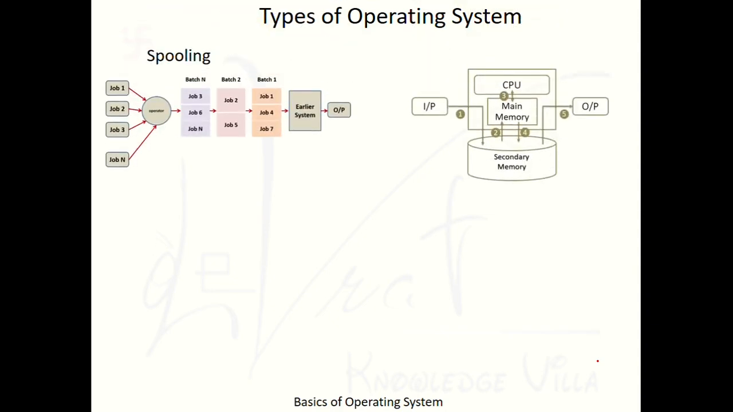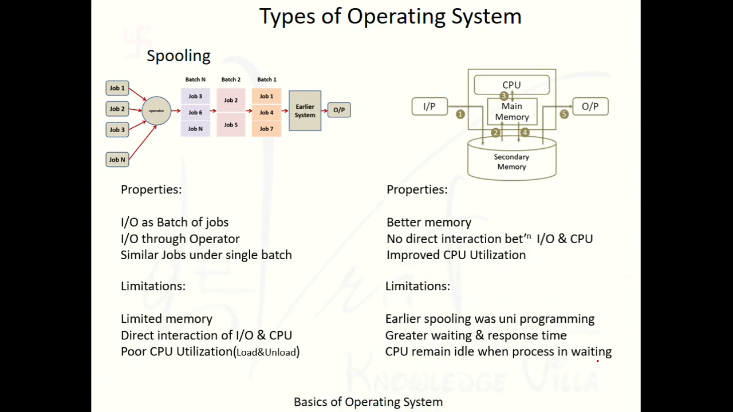Let's compare spooling with our earlier batch operating system. So what was happening inside the batch system? There is input as a batch of jobs. Get it? But right now we are giving input directly to the secondary memory. The limitation of the batch system was limited memory. So this limitation is overcome here. Here there is better memory. We have divided it into two partitions: one is main memory and the other is secondary memory.